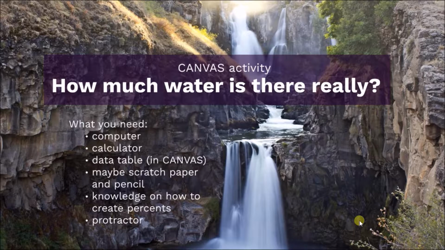Okay, so everybody go up and get the 4 things: computer, calculator, scratch paper, protractor. Pause the video, go now.